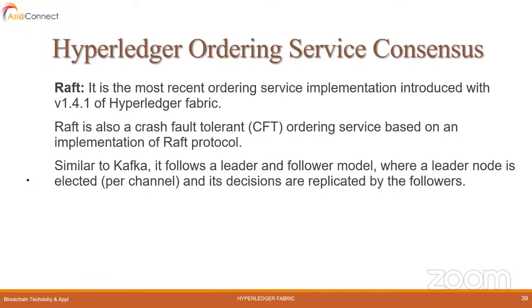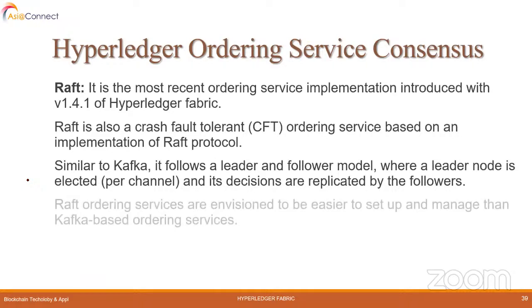It also follows a leader and follower method where a leader node is elected per channel, right? For each channel, you have a ledger. If you remember, each channel has its own ledger. So a leader is elected in each channel and its decisions are replicated by followers. And Raft ordering services are envisioned, as we have seen in the Hyperledger Fabric documentation, to be easier to set up and manage than Kafka-based ordering services. That is the reason they recommend it.